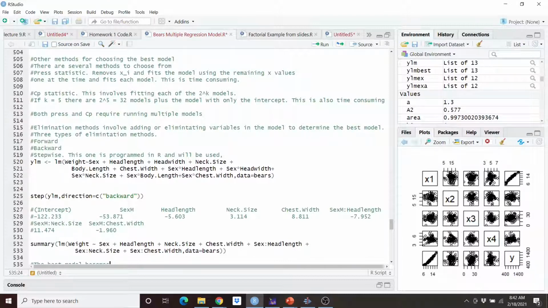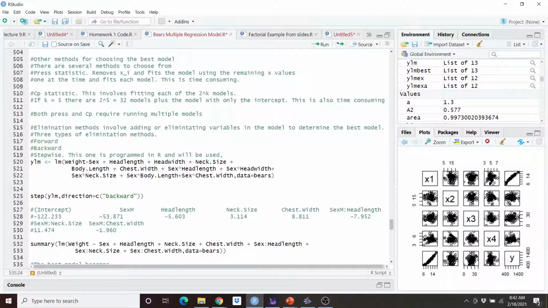But the Cp statistic involves fitting each of the 2 to the k models. Remember, in multiple linear regression, there are k parameters. If k happens to be 5, then that means there are 2 to the 5th, that's 32 models, plus the model with only the intercept. This is also time consuming. And so Press and Cp both require running multiple models.